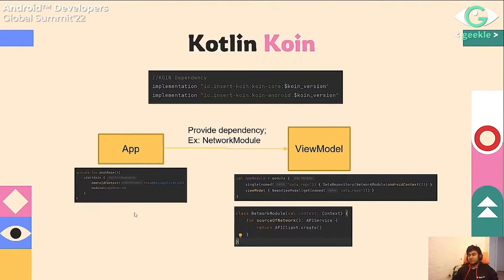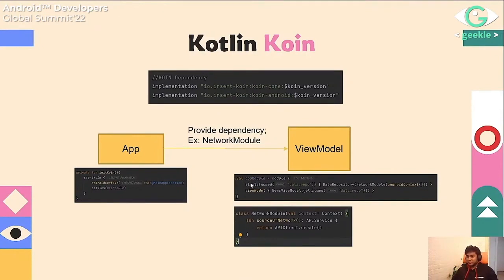For example, in our application, we are using a remote source for fetching data, so we can provide the network module dependency to the view model. For that, we can create a network module and provide the dependency using the app module. Basically, the app module provides the dependency of the network module to the view model.